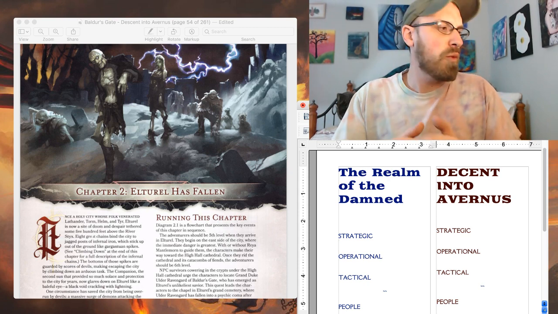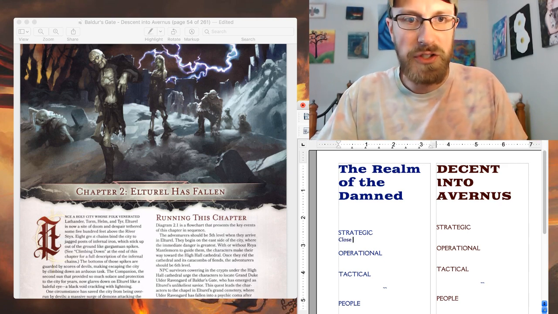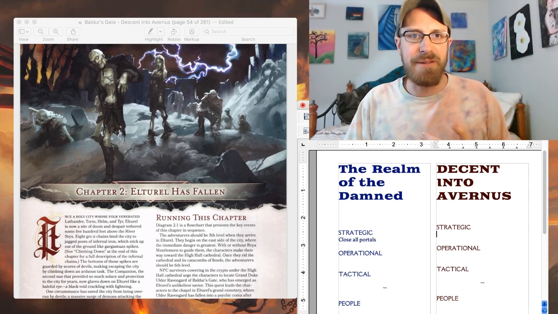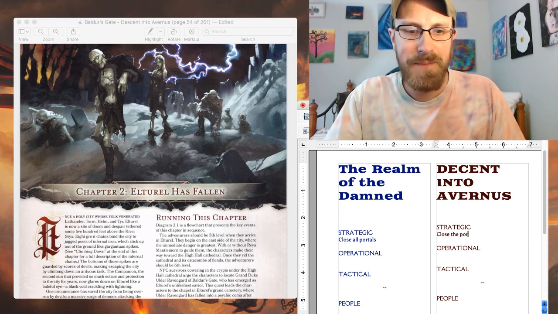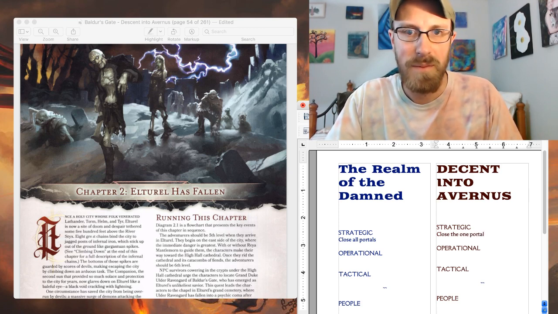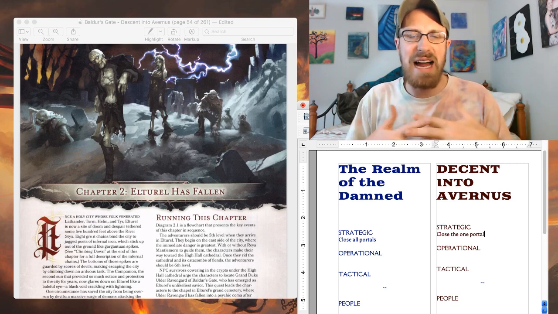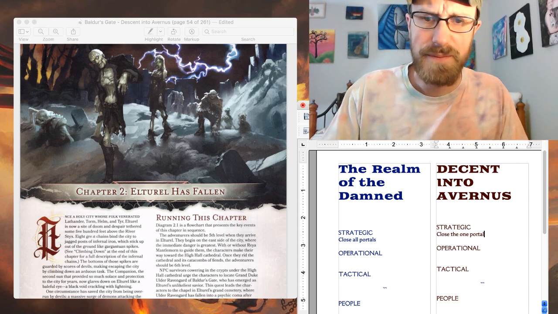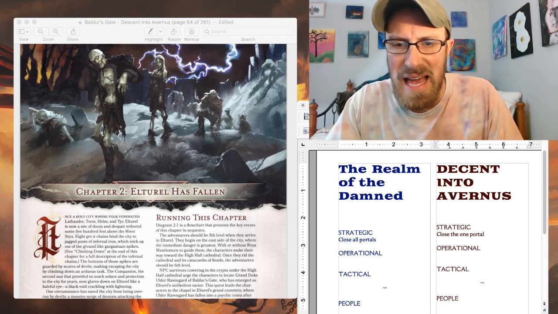So, when these portals open, for my players, the strategic goal is going to be close all portals. The strategic goal for Descent to Avernus is, right, close the one portal. That's essentially what they're trying to do. They're trying to go down there, figure out a way to stop. I forget, is that what's going on in Avernus? I think it's something like that. Okay, in Avernus, the operational way to get that is, I kind of forget.